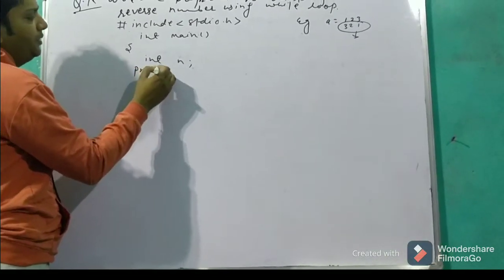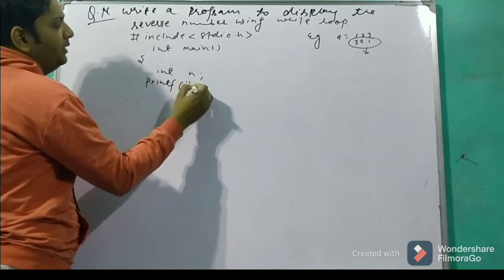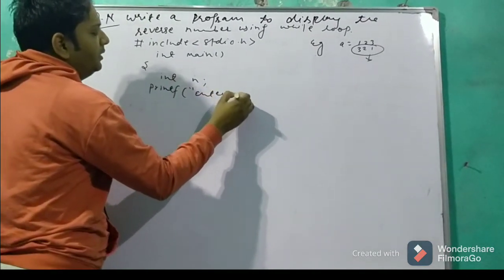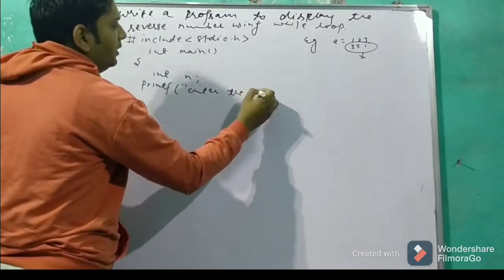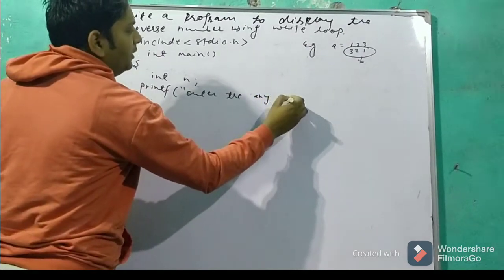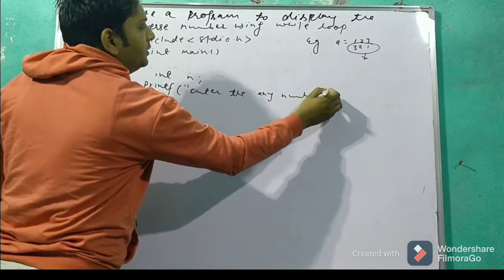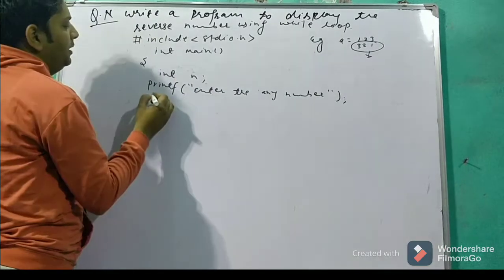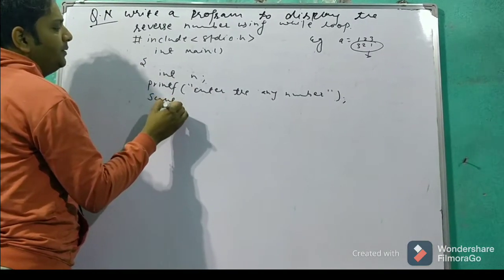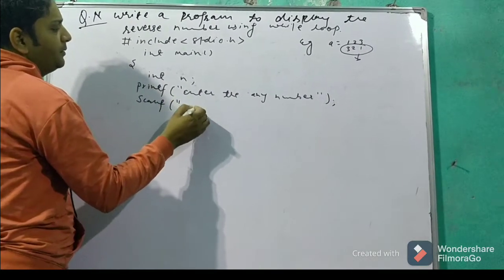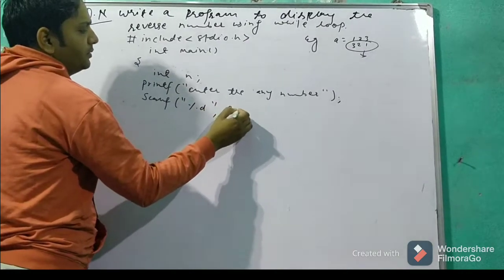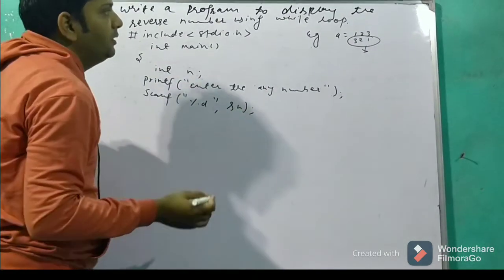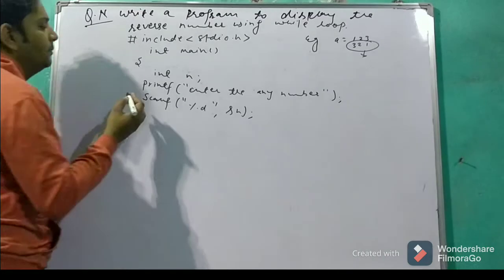Suppose you want to give the input value, so we are going to print "enter the number", and we have to read the user input value. So I'm writing %d with scanf. Now our logic is what? We have to calculate the reverse number.